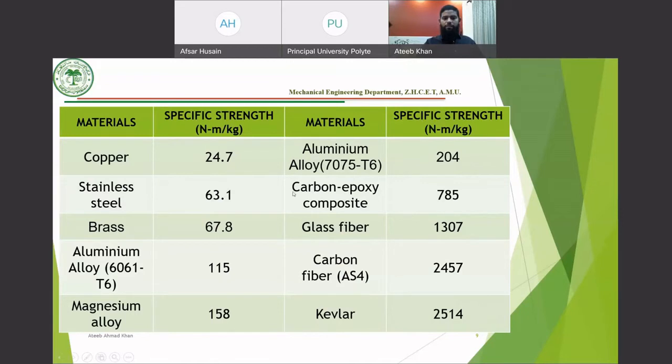And again, if you compare this aluminum alloy with Kevlar, which is a composite material, and from here we have carbon epoxy composite, these all are composite materials. Now, the specific strength of composites is very high when compared to alloys. It is almost 10 times. So this table is just to show you how the specific strength is increasing as we move from metal to alloys and from alloys to composites.